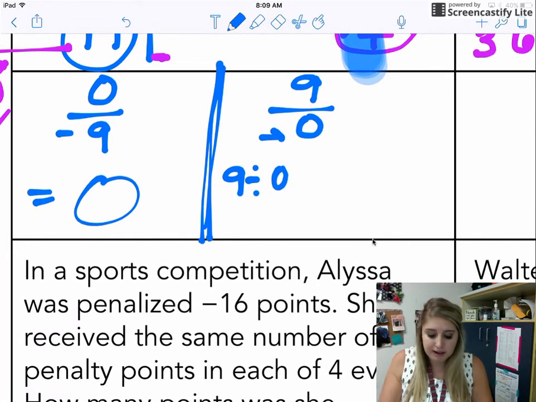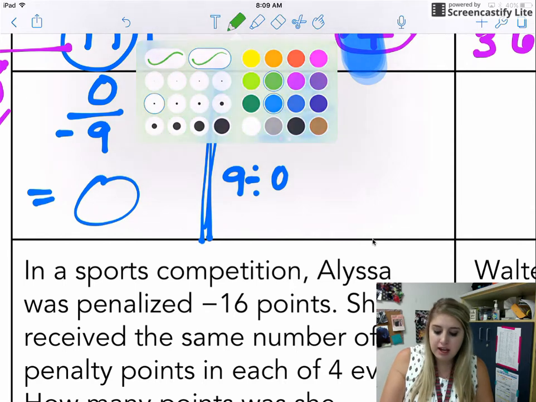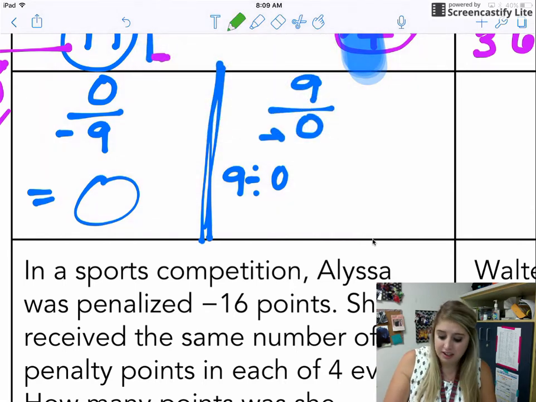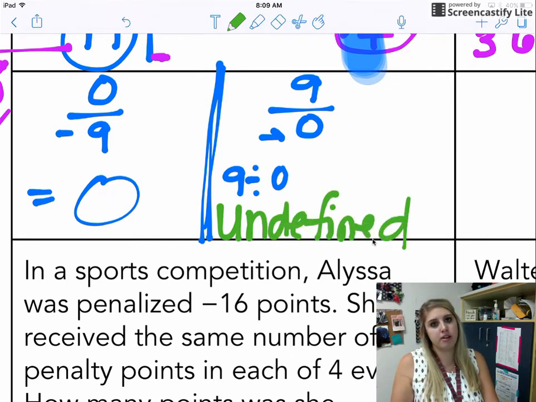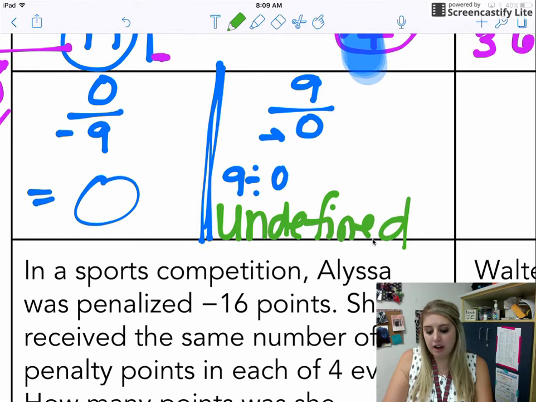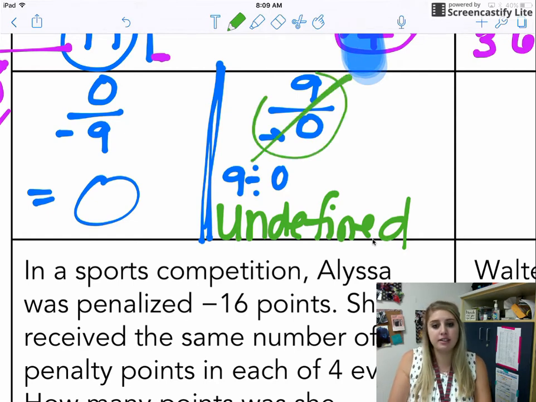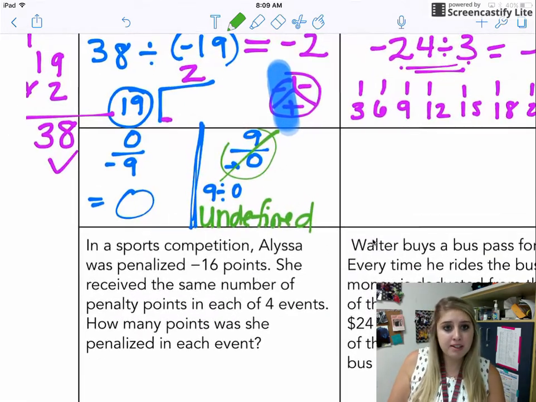You can't divide by 0. So we say a math curse word, actually. So don't say it out loud too many times. Undefined. A mathematical curse word. Undefined. It cannot exist. This does not exist. It is undefined. Okay? Hopefully that makes sense to you.